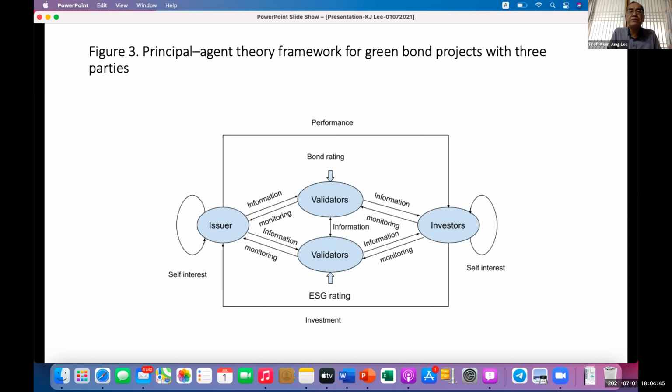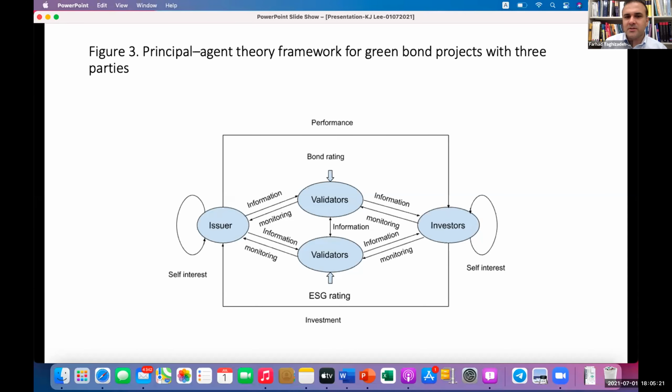Of course, one problem is with the bond rating validators. The contract must be there, but the bond rating and ESG rating agencies don't need a real contract with the issuer and investor. They just give information and monitoring. Therefore, we have to think carefully about the blockchain. How can we distinguish and minimize the asymmetry in the non-contract and contract cases?